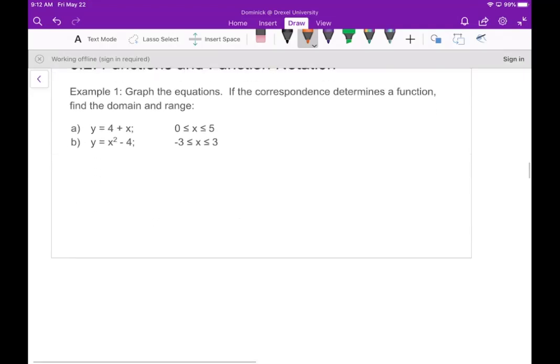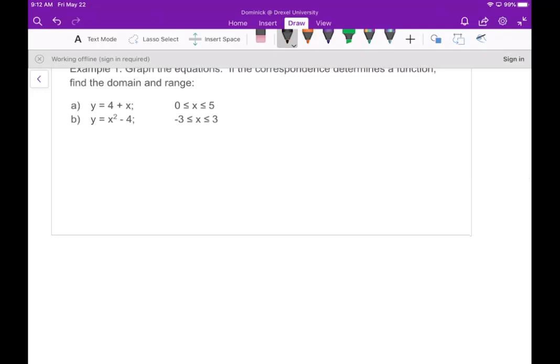Okay, but let's go ahead and we'll take a look. So we want to graph each of these, and if the correspondence determines a function, we'll find the domain and range. Now, in each of these, they're kind of handing you the domain, right? If they specify what x has to be, that is your domain. Right? So in part A, they're telling you that x has to be between 0 and 5. And for part B, they're telling you that x has to be between -3 and 3. So they're already handing you the domain there. But let's go ahead and we'll take a look.